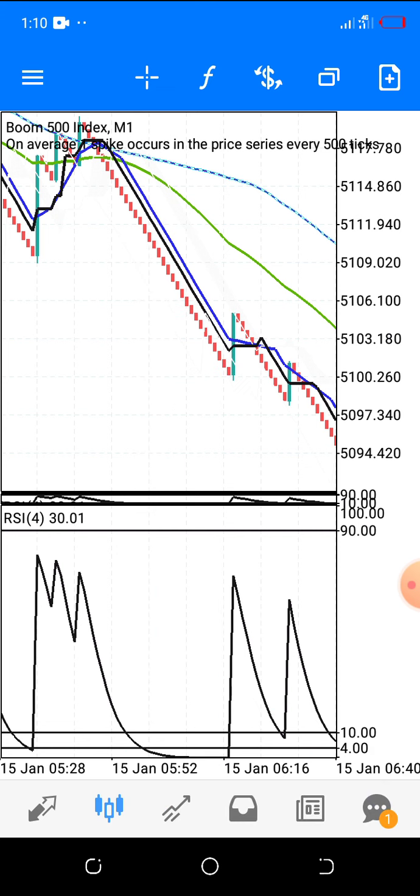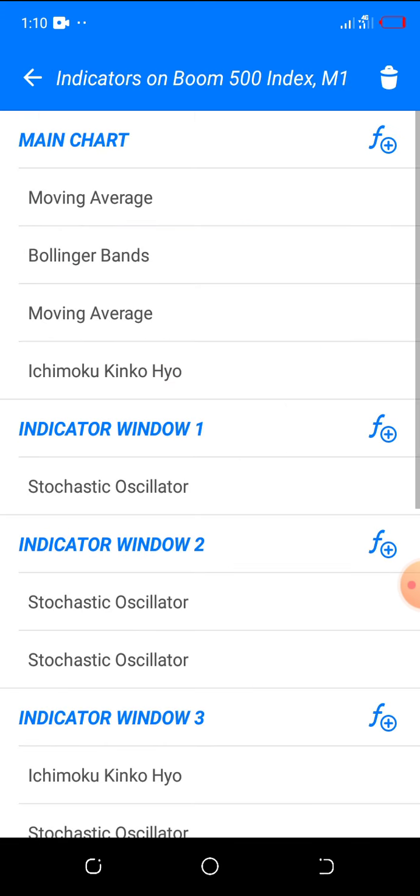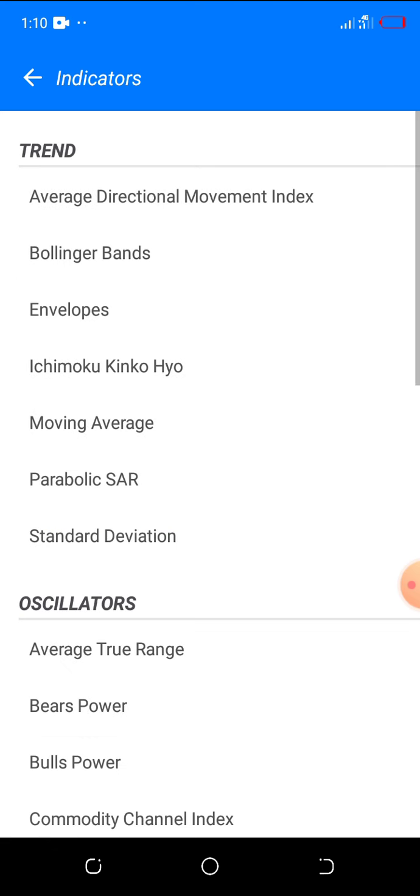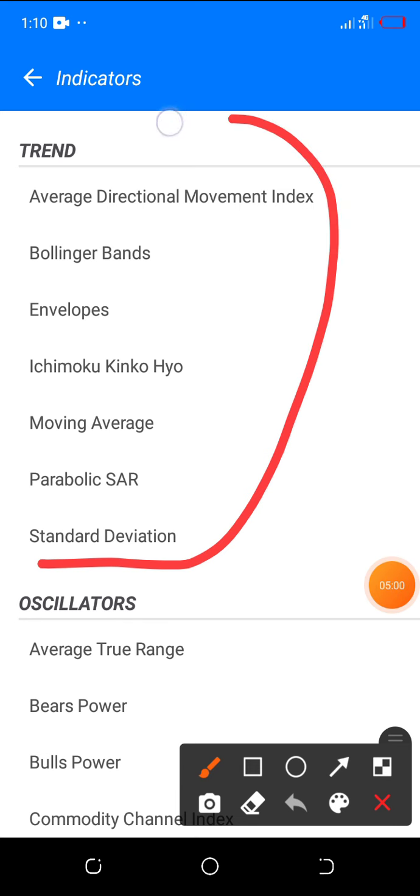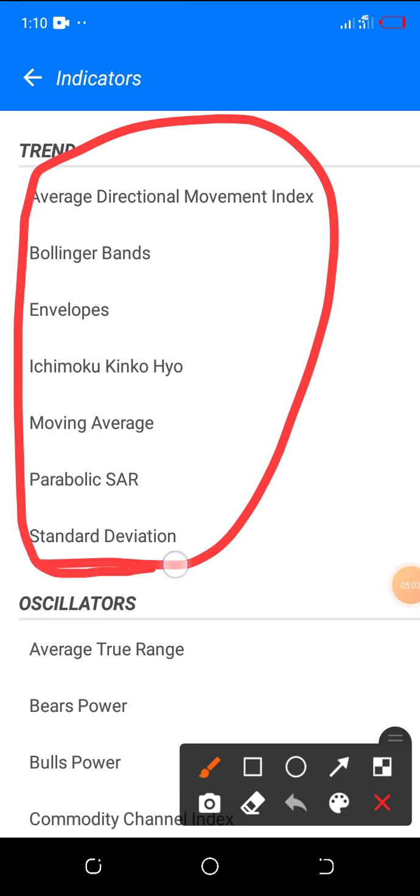So the major challenge of trend indicators is that they lag. All right, so all these indicators here, they lag, and I've shown you an example of how they lag. It will take time for me to explain how they lag for everything.